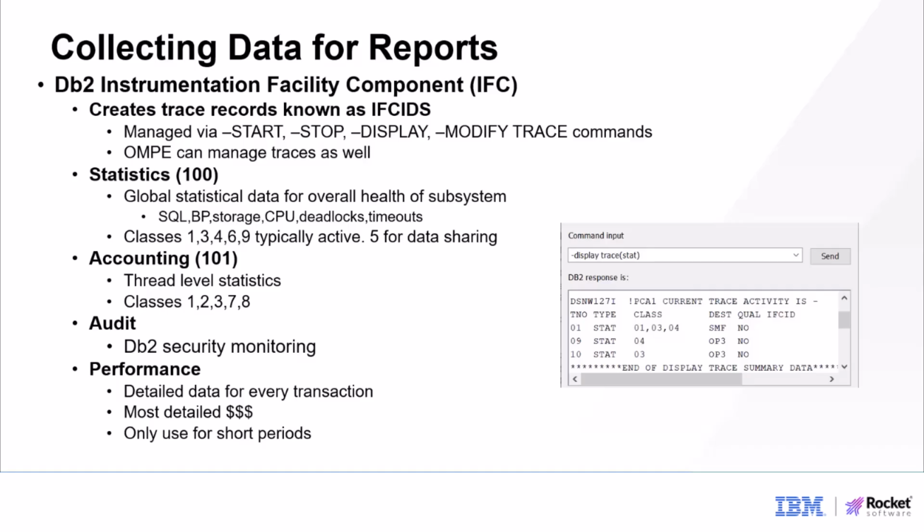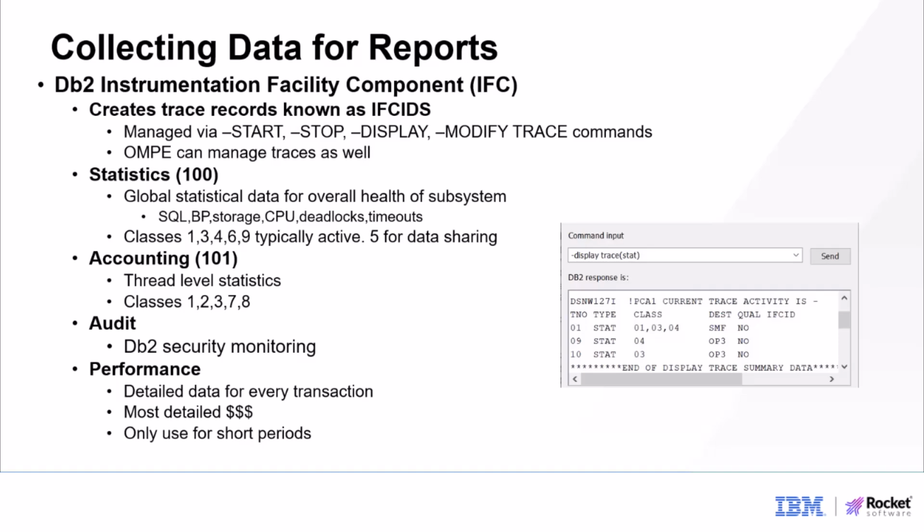The next type of trace is the accounting class traces, or the 101 type of traces, and these are your thread level statistics. And typically with these, the classes that you have running most commonly are the 1, 2, 3, 7, and 8. For security monitoring, if you want to see who's accessing data, who's running DDL, things like that, that's where the audit class traces come in.